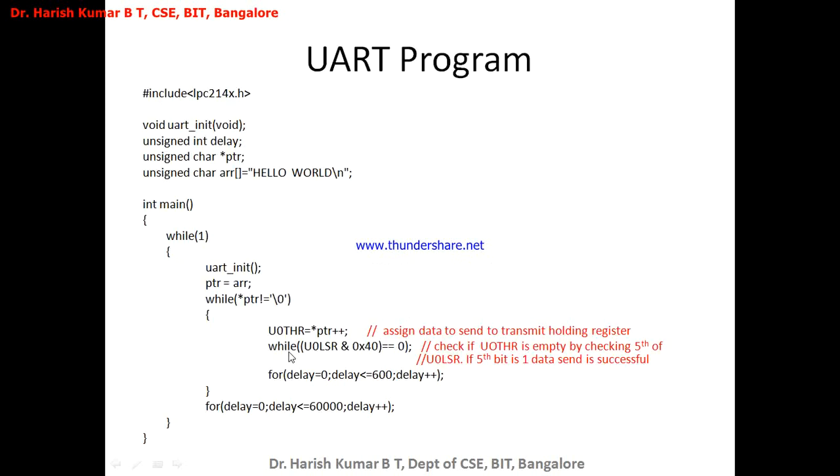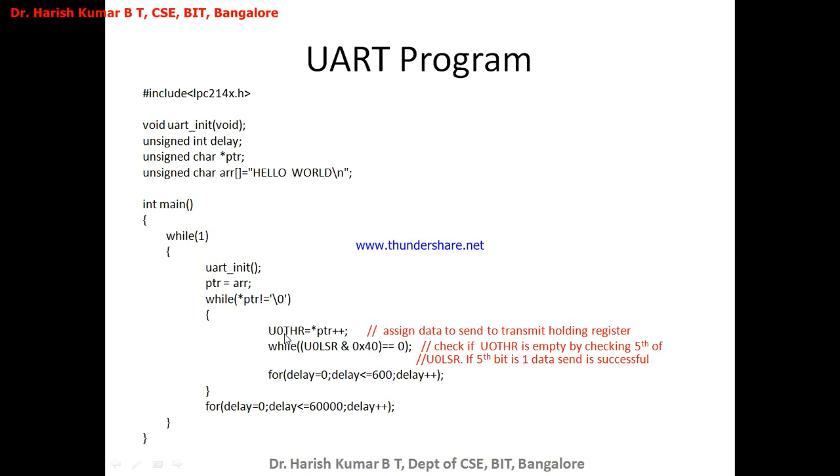The moment the UART is initialized, the control comes here. ptr is equal to array. It was a pointer. Now ptr is pointing to this array, hello world. While ptr is not equal to null, until the null character is encountered, ptr is pointing to this H now, and I'll repeat this while loop until ptr points to the null character, the end of the string.